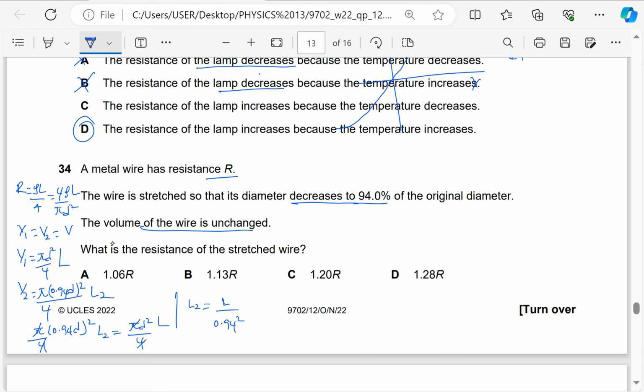So I'm now finding the new resistance. I'll call it R2. R2 is going to be 4 rho divided by pi. The new diameter is, remember, 0.94 times d, but this is squared. Then the new length is L over 0.94 squared. That is the new length. So I'm now trying to simplify this.